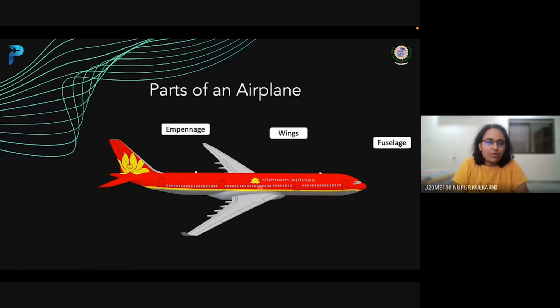Then we have wings, which are lift generating devices. And at the trailing part, we have the empennage. It is the tail. So these are the main components of our plane. We have different control surfaces also in order to gain stability and control.